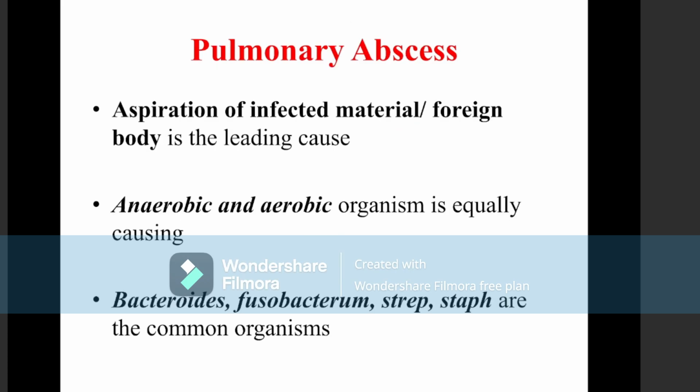Now come to another complication of pneumonia, that is lung abscess. The most common cause of lung abscess is aspiration of infected materials. Aspiration or foreign body aspiration is the leading cause of pulmonary abscess. The most common organism causing pulmonary abscess is Bacteroides, and other bacteria that may cause lung abscess are Fusobacterium, Streptococcus, Staphylococcus, etc. Anaerobic and aerobic organisms are both equally causing pulmonary abscess.